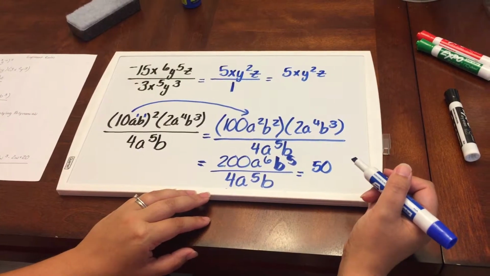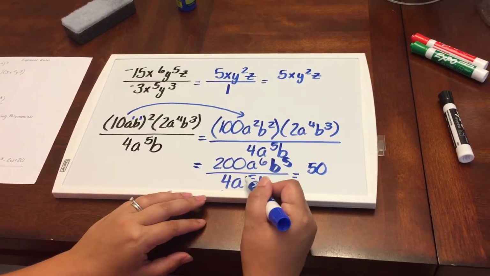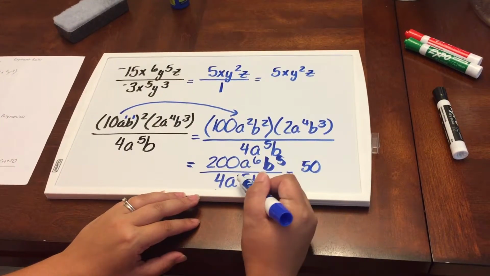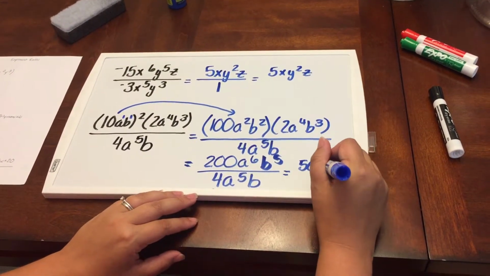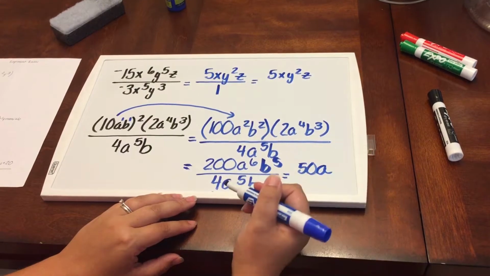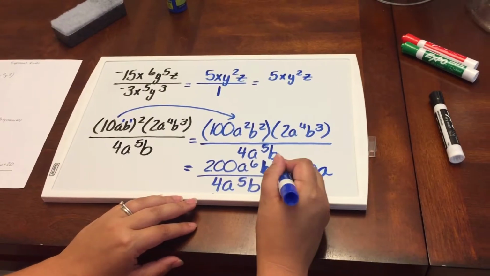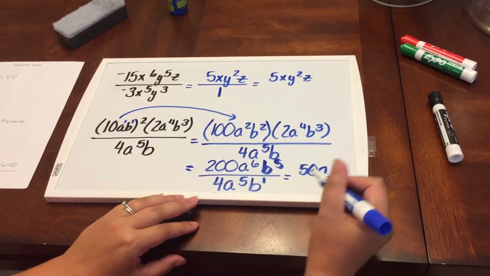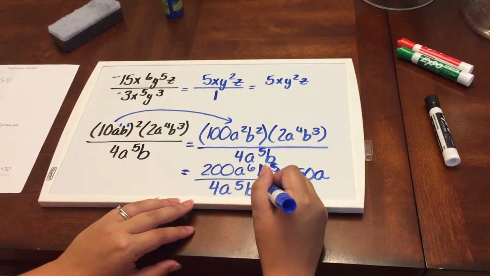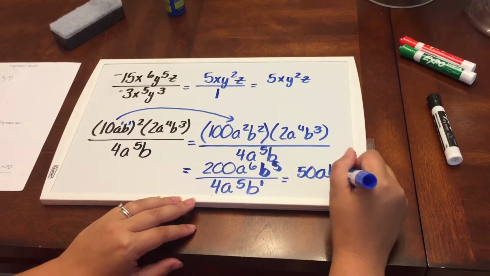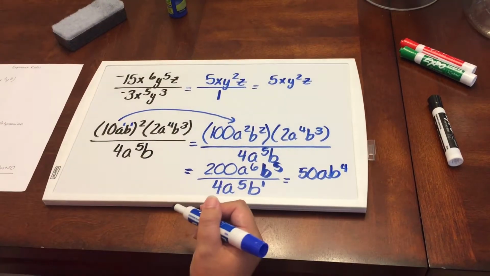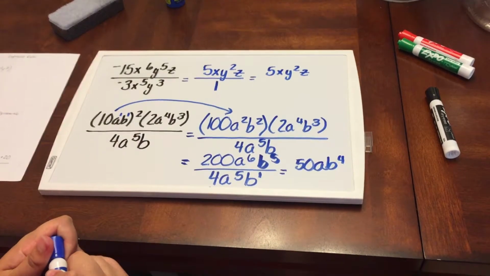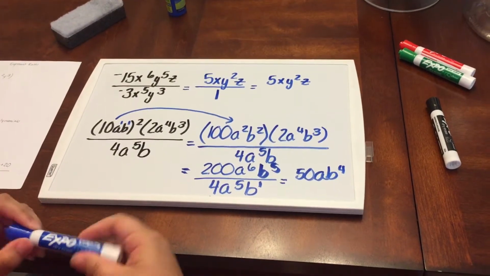And then I've got to take care of my a's and b's. 6 minus 5 is 1, and since a to the 6 is bigger than a to the 5th, that means that a is going to stay in the numerator. 5 minus, remember this is an understood 1, 5 minus 1 is 4. Since 5 is bigger than 1, that means that b to the 4th is going to stay in the numerator. And that is all of the exponent rules, all together.